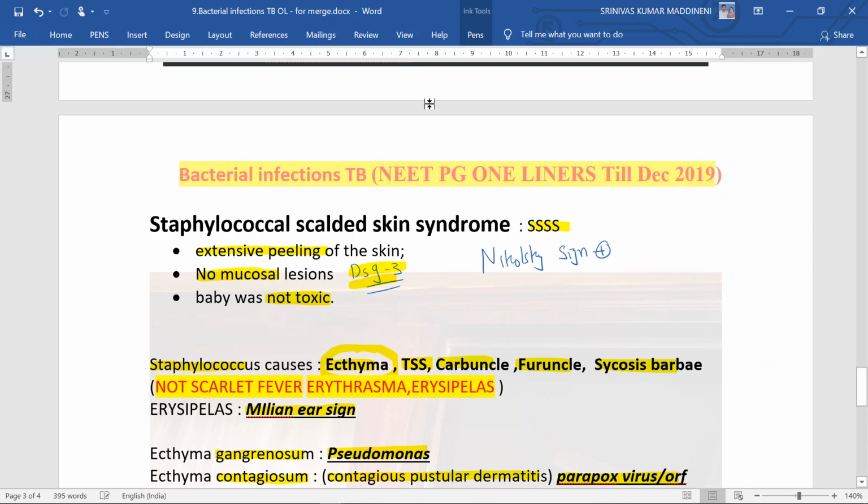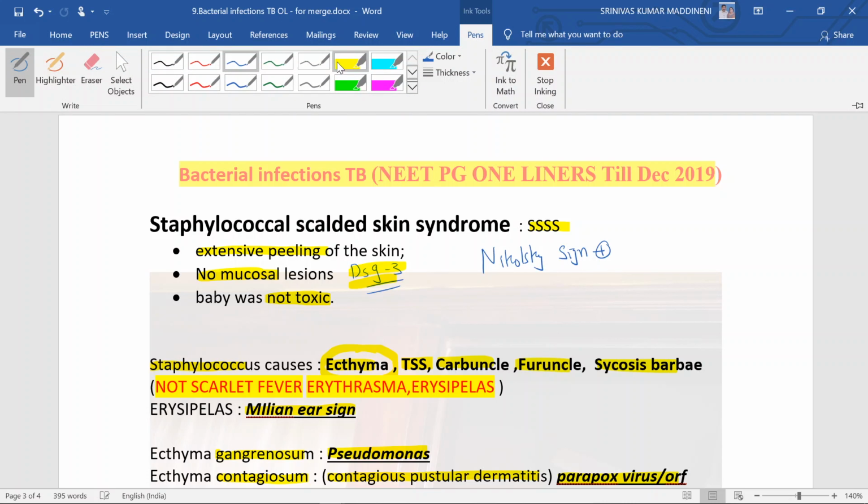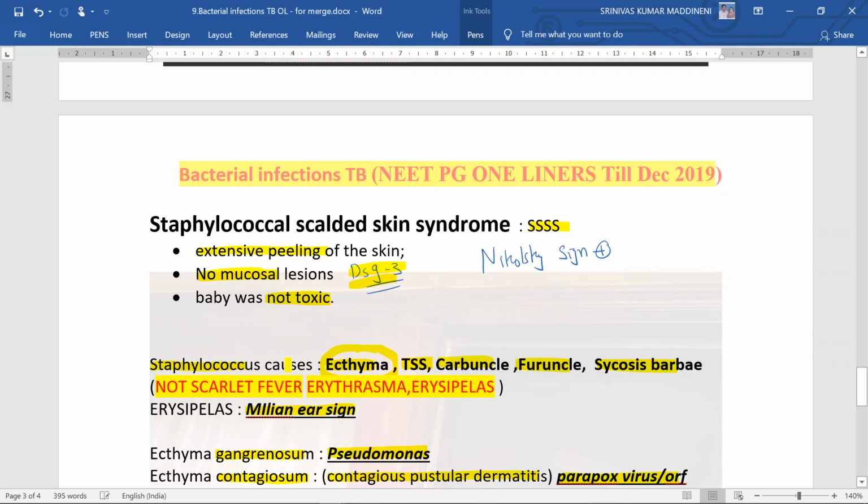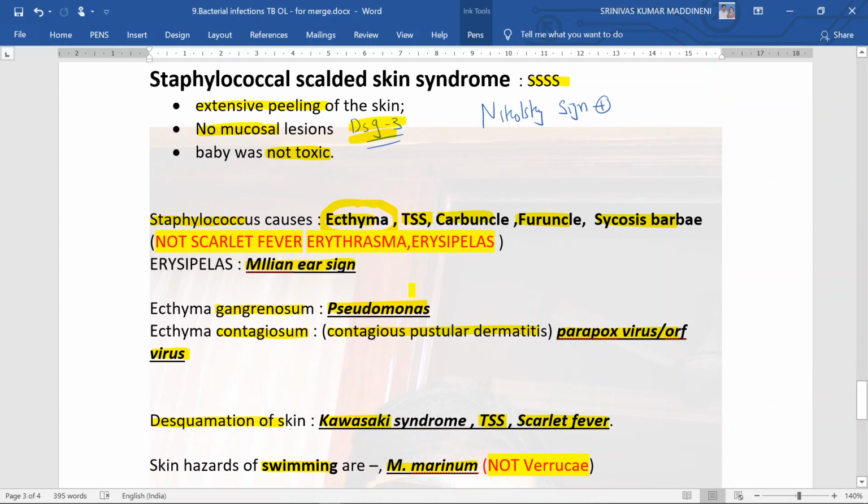Coming to the other disease conditions in specific: Staphylococcus causes ecthyma, toxic shock syndrome, carbuncle, furuncle, sycosis barbae. But remember, scarlet fever is caused by Streptococcus, erythrasma is caused by Corynebacterium, and erysipelas is again caused by Streptococcus. Erysipelas should be differentiated from cellulitis. It can be done because of the Milian ear sign. Ear involvement is present in erysipelas. Remember E for E: ear is involved in erysipelas.